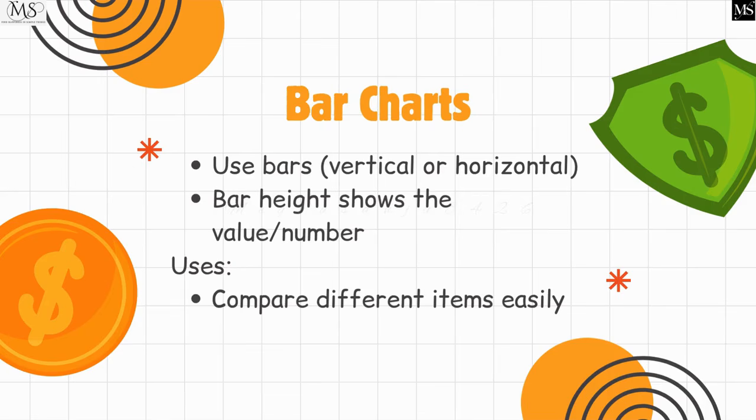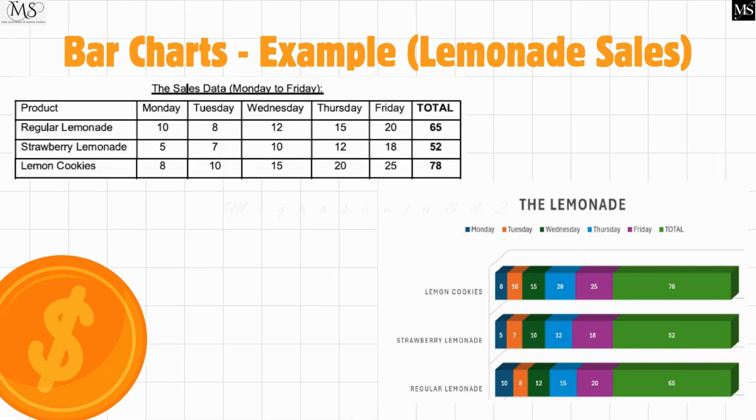Bar charts. Use bars, vertical or horizontal. Bar height shows the value, number. Uses. Compare different items easily. Bar charts. Example, lemonade sales.